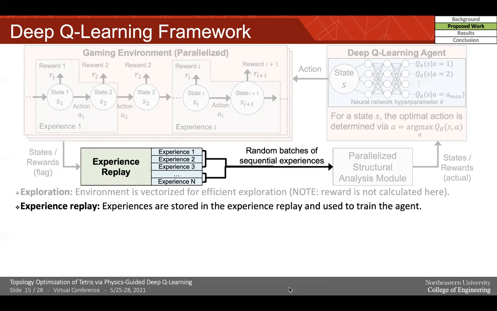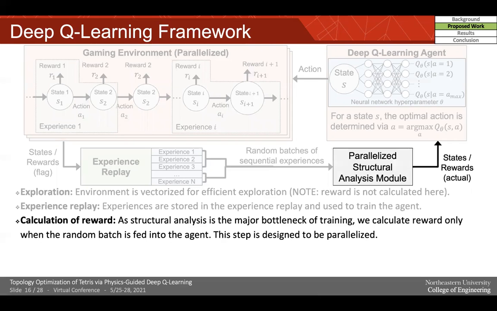Next, the experiences obtained from the environment during the exploration are stored in a data buffer called experience replay, and random batches of sequential experiences are retrieved in each iteration to train the DeepQ learning agent. Before feeding the experiences to the agent, the rewards are calculated with OpenCES. As mentioned, by not calculating the reward during the exploration, the framework can efficiently queue and calculate the reward in parallel.